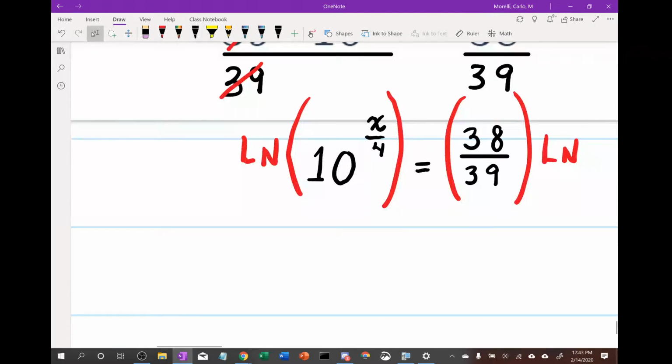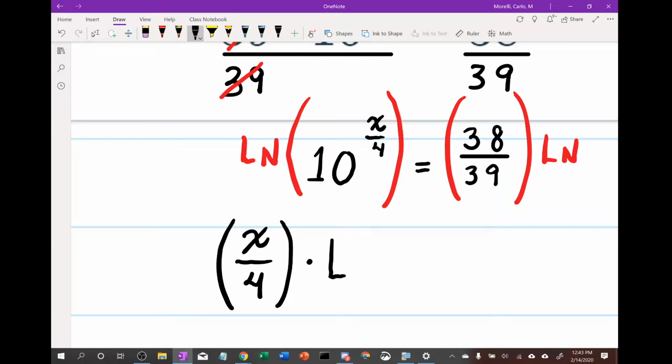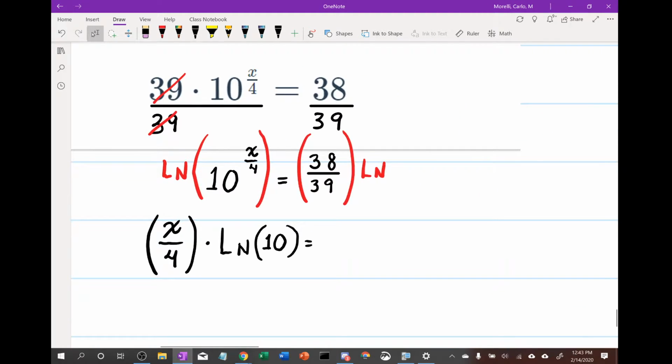Now, here's what this looks like. So now the X over 4 is out of that trap up there in the exponent section, and he's hanging out by himself right here. Well, X is still with his buddy over 4, but we're going to get rid of that in a second. And now that's multiplied by the ln of 10, and that equals the ln of, and again, you're not having to do any of this math, 38 over 39.